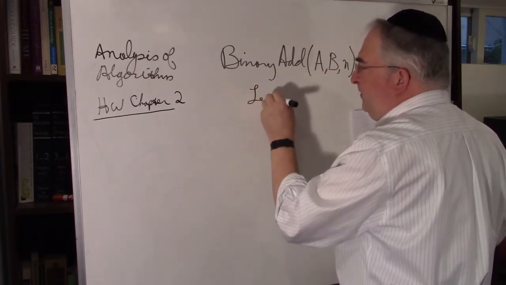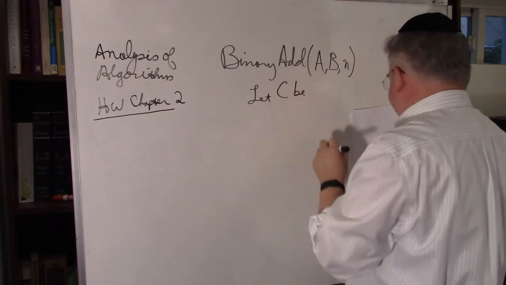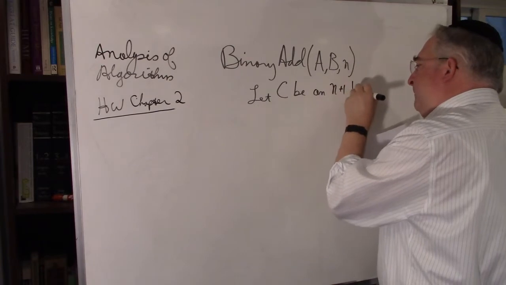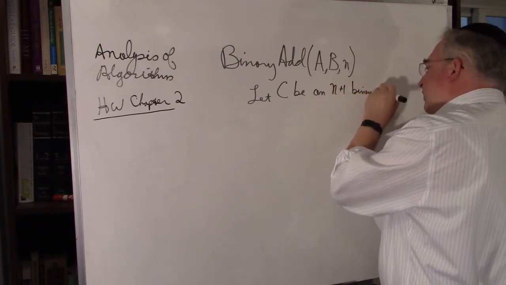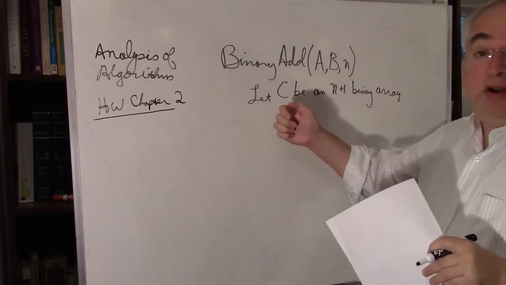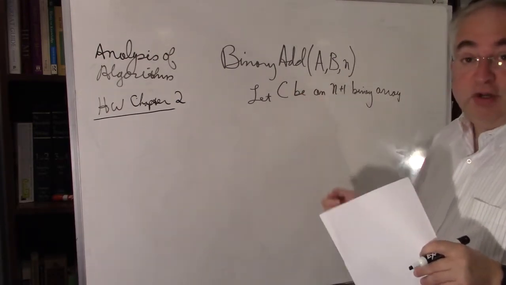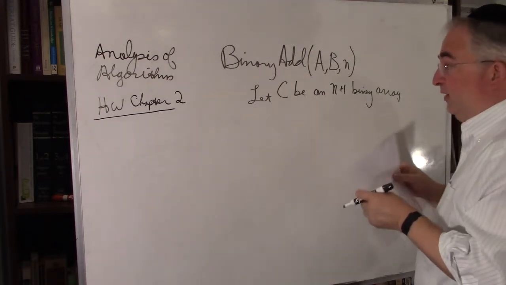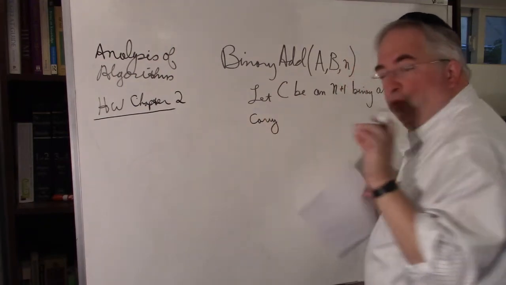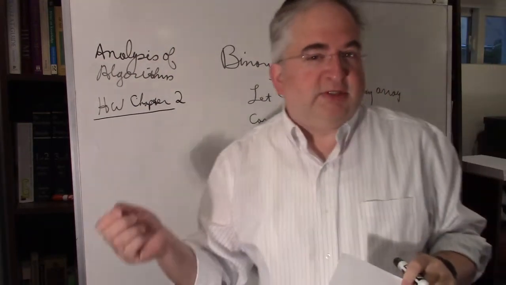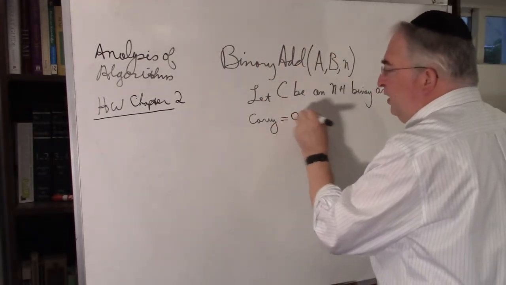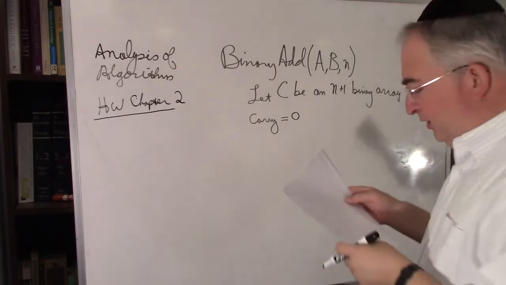So let C be an n+1 binary array. That's going to be the place where the answer goes. Eventually the answer goes there. First thing, carry. We're going to need 1 bit for that carry. Sometimes it's a 0, sometimes it's a 1. We start off saying it's a 0. The first bit, you don't assume they had anything beforehand.